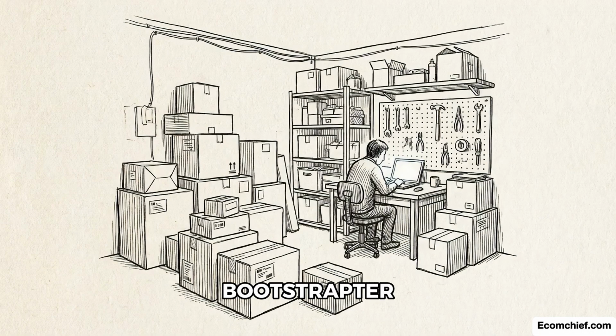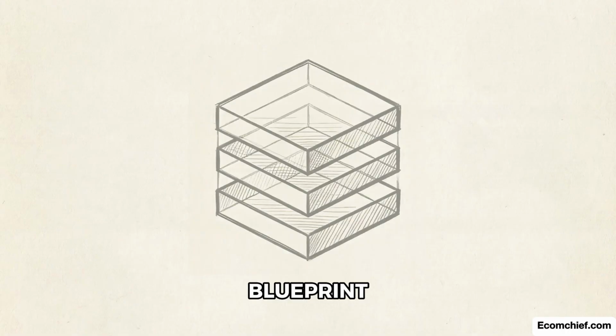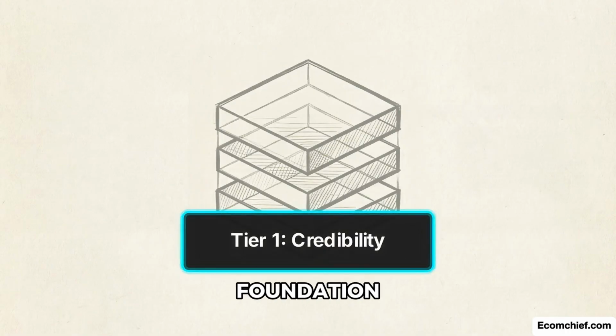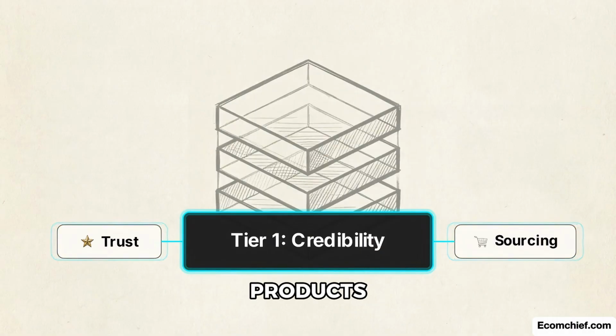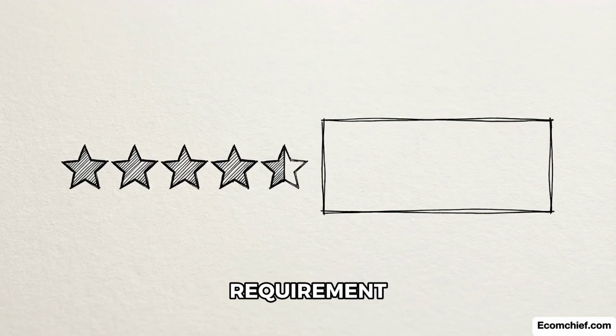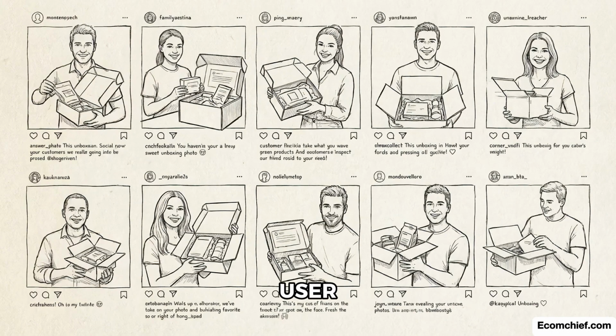Phase 1 targets the bootstrapper. If your store has fewer than 100 total sales and limited upfront capital, this is your operating zone. Looking at our blueprint, this bottom layer is your foundation. Your only tech stack priorities here are building trust and sourcing products. Your first input requirement is integrating a product review tool to automate the collection of user-generated content. Customers need visual proof that other people are actually receiving and liking your items.